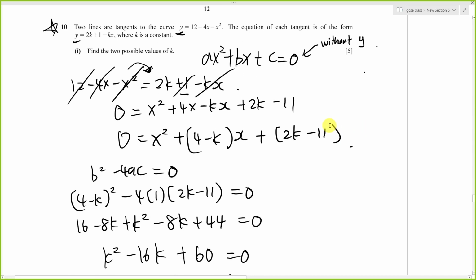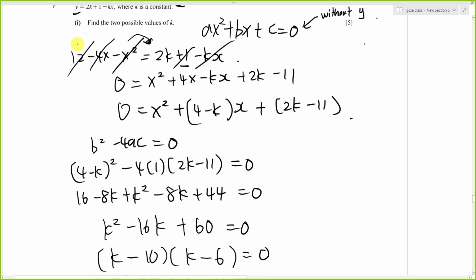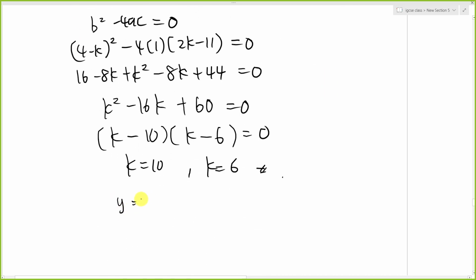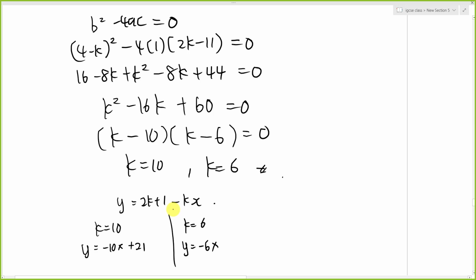Alright, so if we cannot, then we try this equation: y equals 2k plus 1 minus kx. So when k equals 10, this is y equals negative 10x plus 21. When k equals 6, this is y equals negative 6x plus 13. Okay, this is how we actually get these two equations.